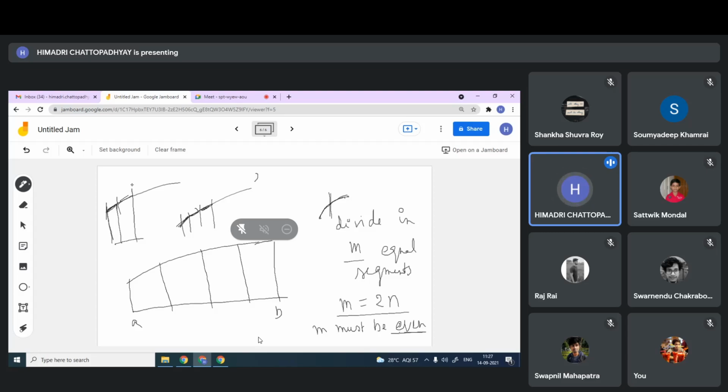So now h is how much? This gap between any two points is basically (b minus a) by 2n, or (b minus a) by m. But now what we'll do: earlier we fitted a line, but now for 0, 1 and 2, we fit a polynomial of second order. So that means if I have a first order, that means linear, that means 0 and 1, this is just the average of 0 and 1. But here not a simple average, we need to fit a function.